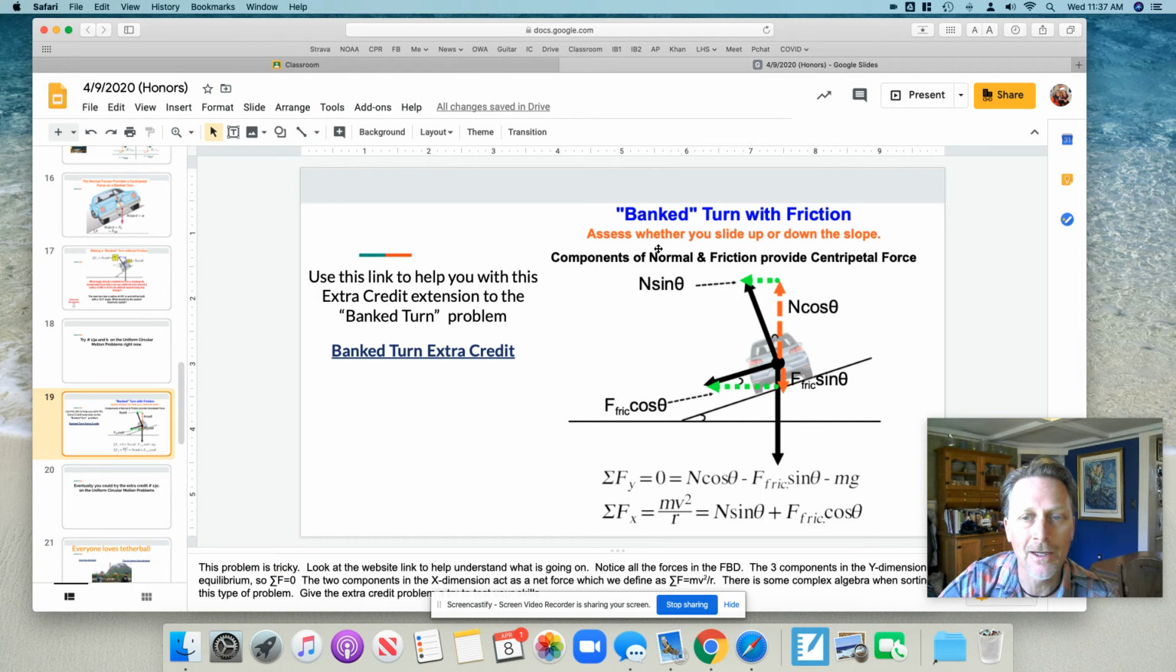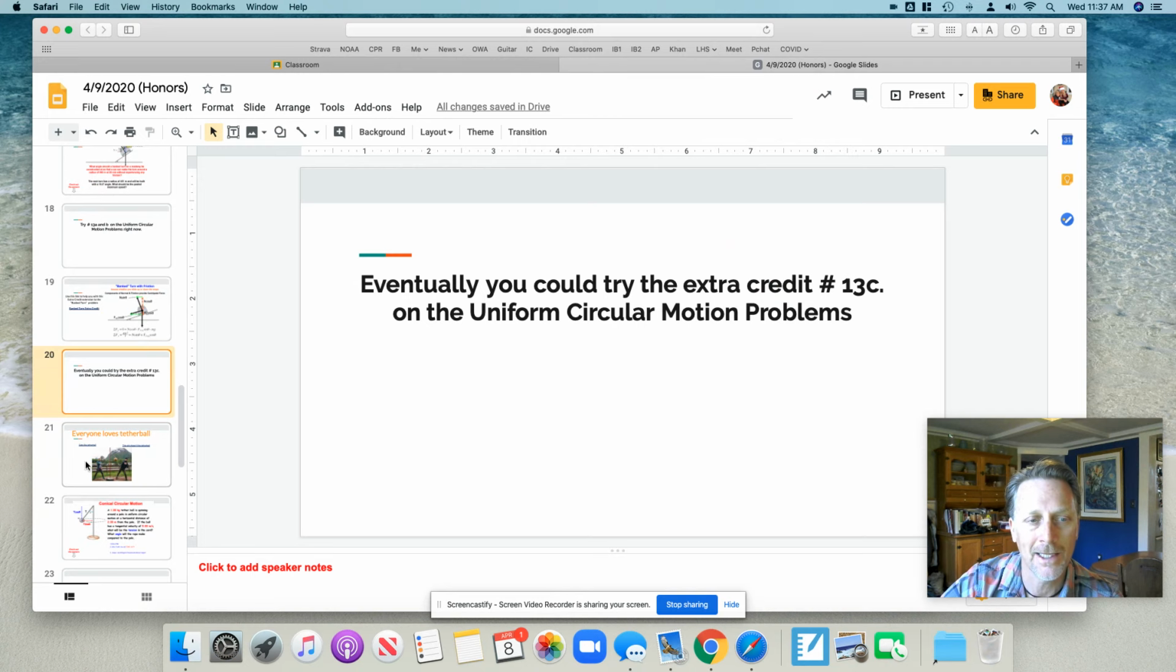There is also an extra credit problem right here. I'm not going to go through this problem here. I want you to work it out. It is extra credit, and notice right here that this is a banked turn with friction. So it's the same as the last problem, but now you're adding in these components of friction. Okay. You can go ahead and work on the extra credit for that.